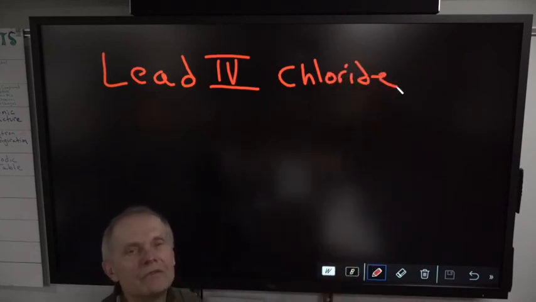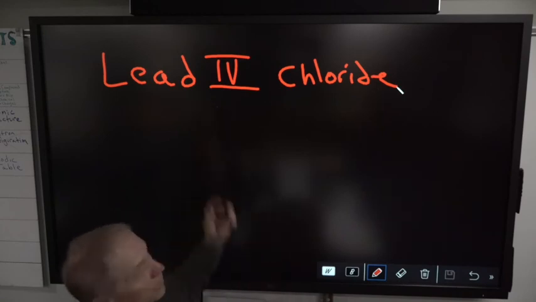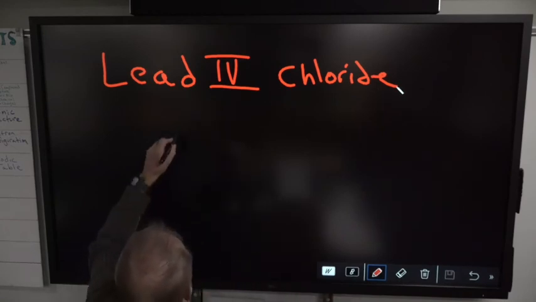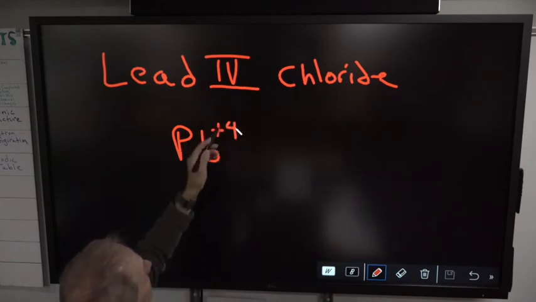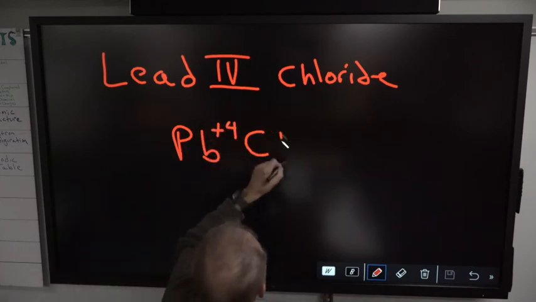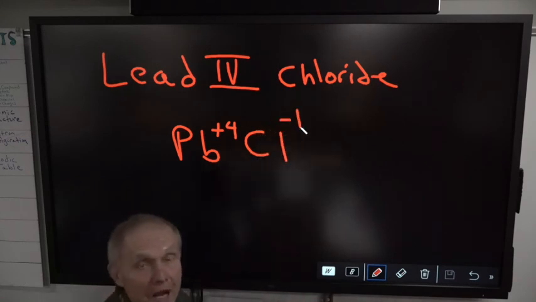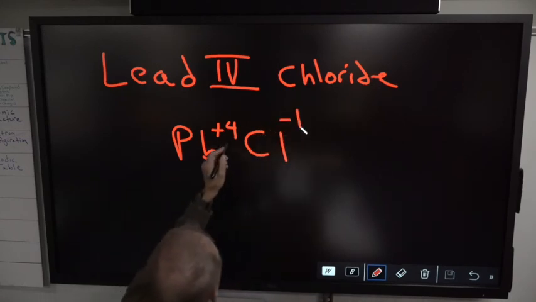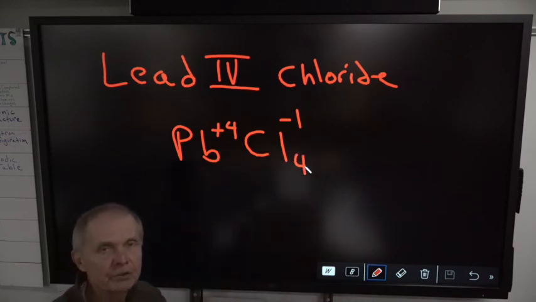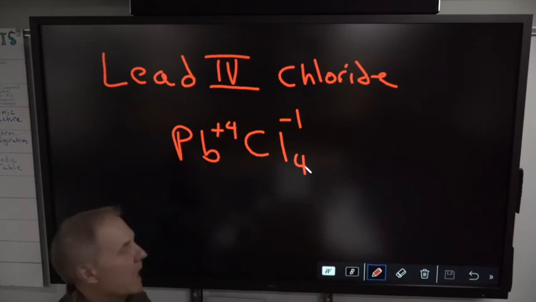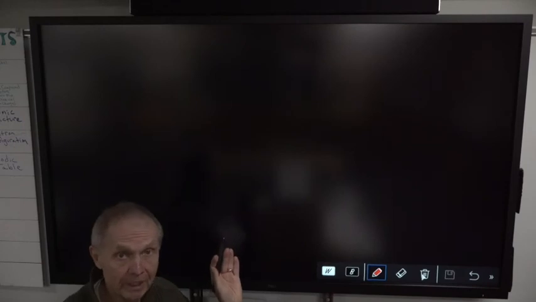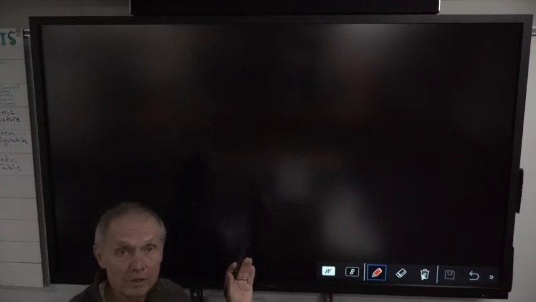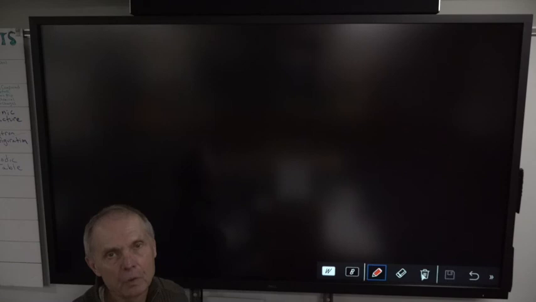Lead, Roman numeral 4, chloride. Well, the Roman numeral means plus 4. So this is Pb plus 4, Cl minus 1. Those two do not equal 0, so crisscross. So that'd be PbCl4. Okay, that's the first type of ionic bond. And those are transition metals. The transition metals, if you have more than one charge for the metal, they write it as a Roman numeral.